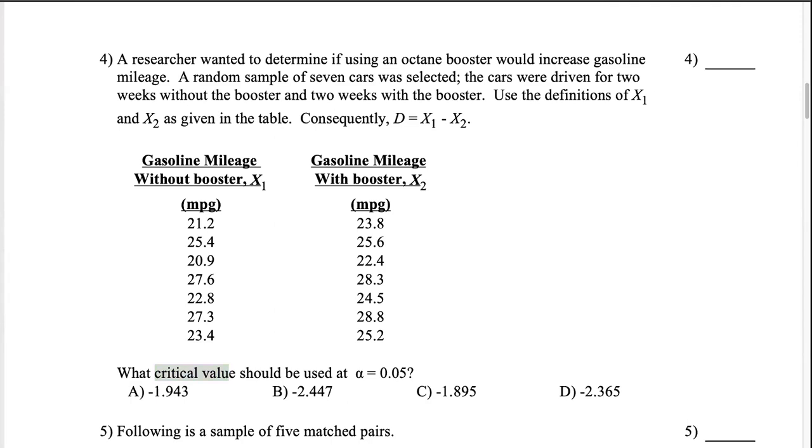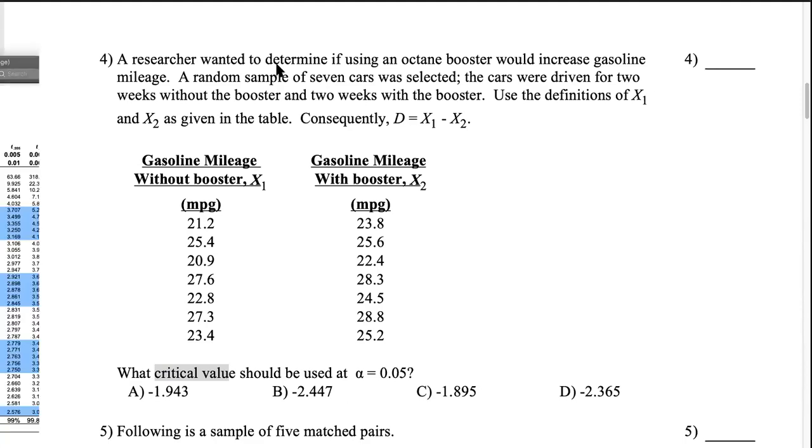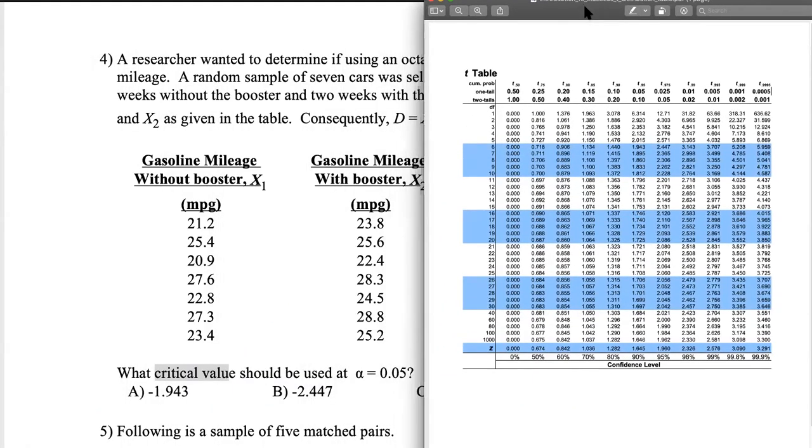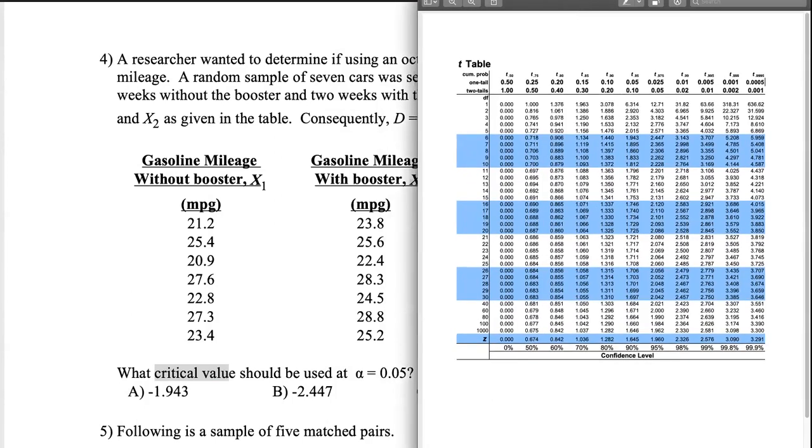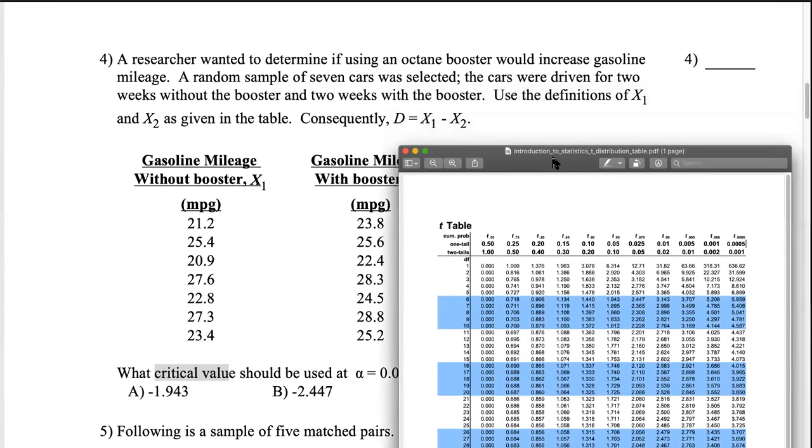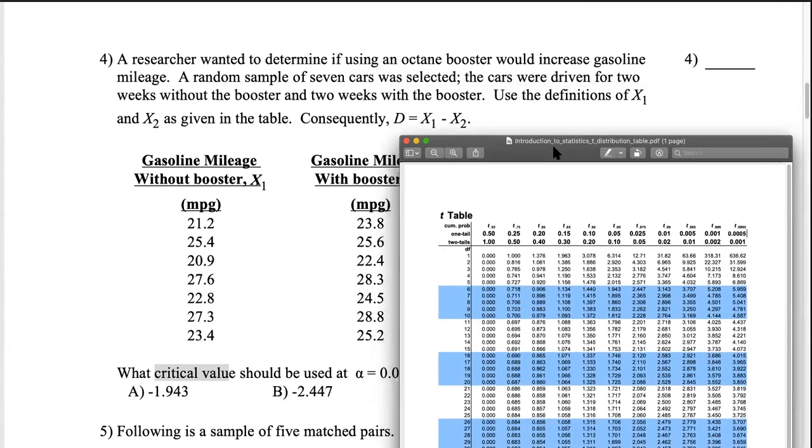Where's my T table? The T table is this beautiful one-page T table here, right? So we are trying to see alpha equal to 5%. Let's check. Is that one side or two side? Everybody check this statement here.